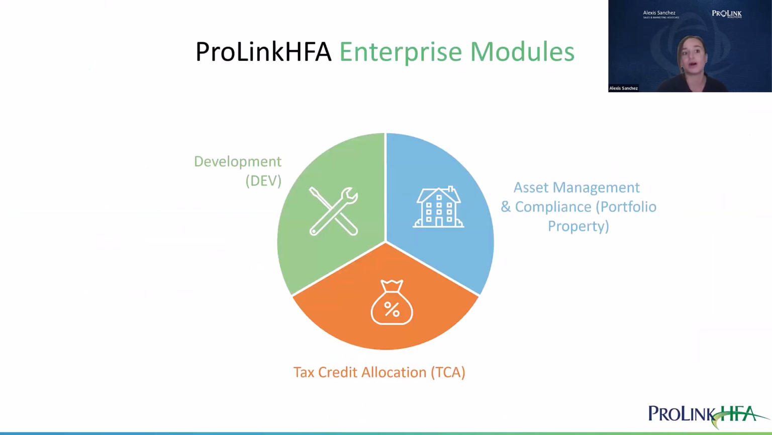And this is what we call our bird's eye view of enterprise modules for ProLink HFA. ProLink HFA always comes with these 3 areas available to all of our users. Now, early in the year, we were talking about our tax credit allocation module. We've shifted into our development module and the different functionalities that are available there. We may end up focusing on asset management and compliance towards the later end of this year and definitely into next with this webinar series.